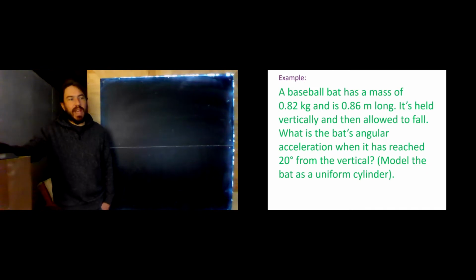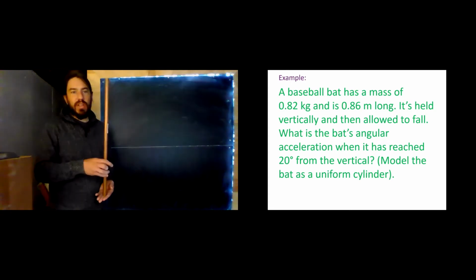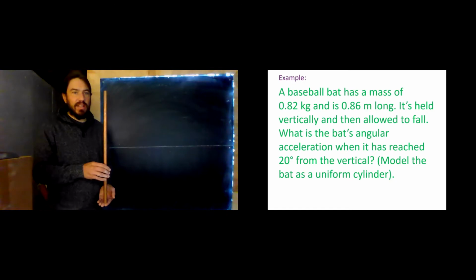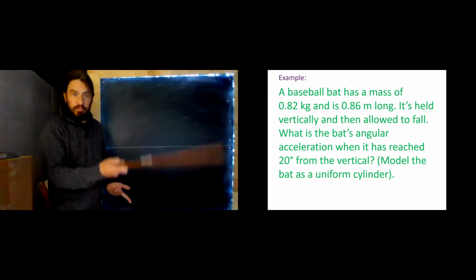A baseball bat has a mass of 0.82 kilograms and is 0.86 meters long. It's held vertically and then allowed to fall. What is the bat's angular acceleration when it has reached 20 degrees from the vertical? And it says we're supposed to model the bat as a uniform cylinder. So this is obviously not a bat. It is a pipe, but that's okay. This is the situation.